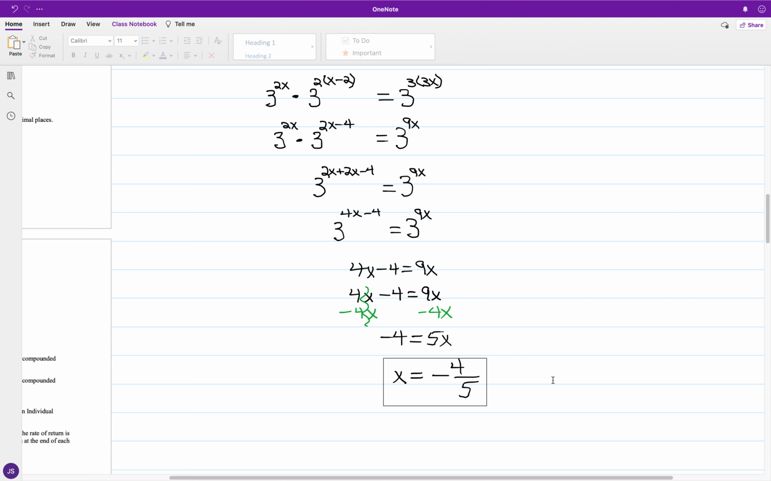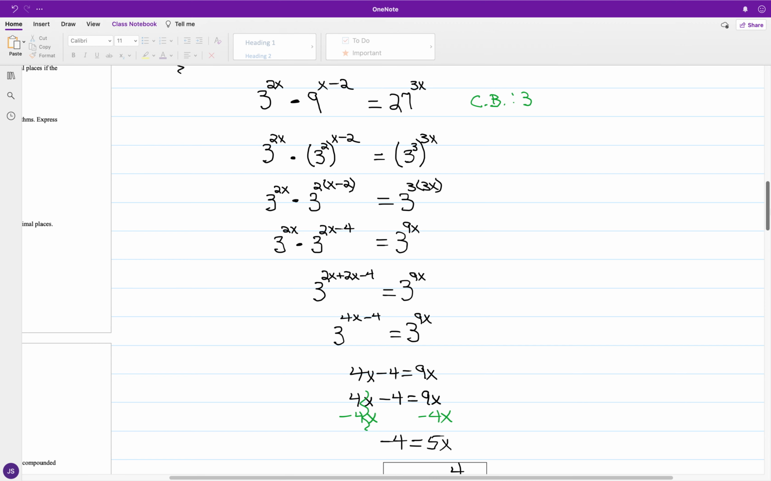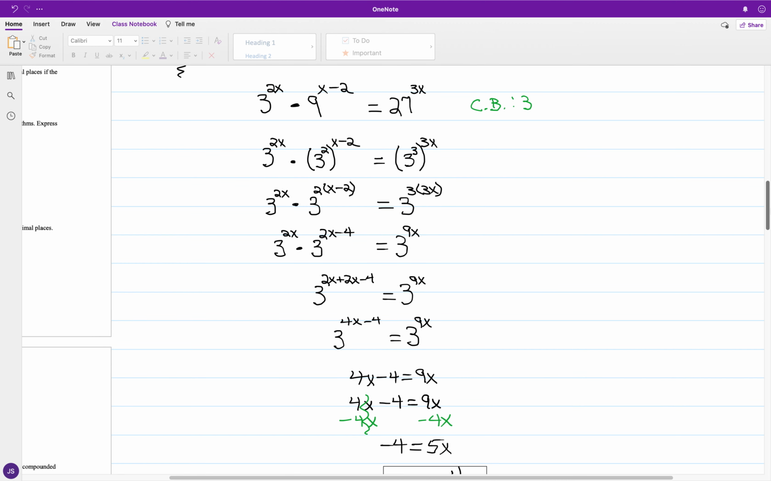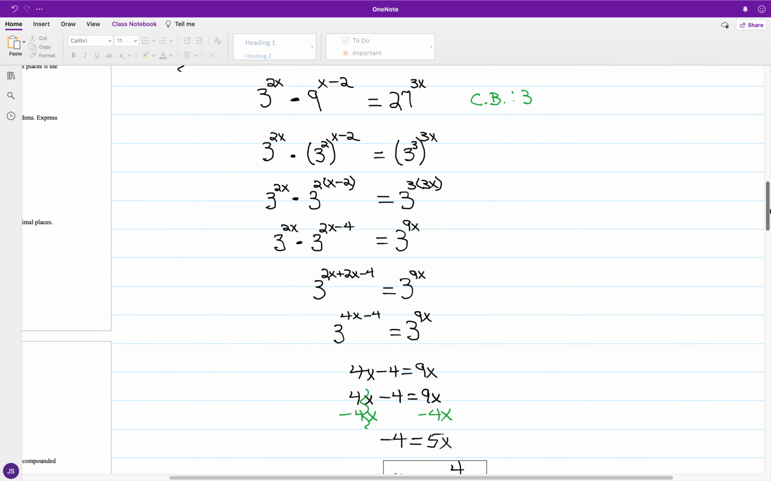All right. Now, I just wanted to put this up in case you have more than one term on either side of an equation where we have a common exponential base, and this is such a case here.